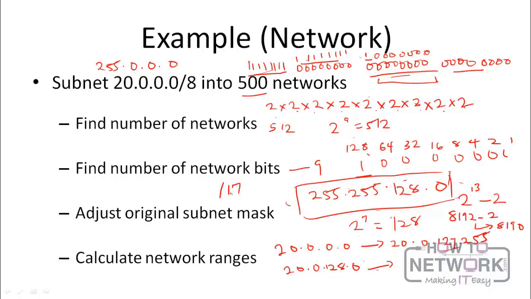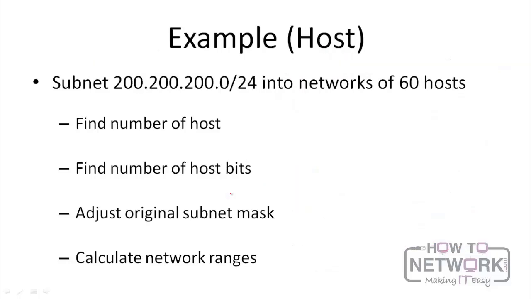Now, let's take a look at another example, but this time we will look at trying to subnet based on hosts. In this example, we have the 200.200.200.0 network, which is by default a Class C network. I want to subnet it into 60 hosts. Again, this is almost the same way we did it for the networks, except that for the host bits, we are going to be adjusting the zeros from the right-hand side.